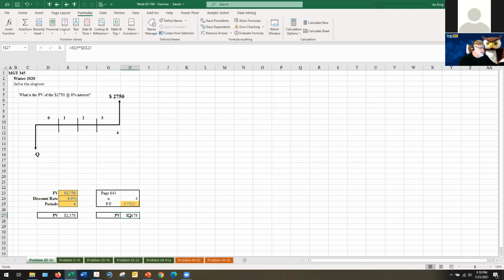On the other hand, you can also get that factor by going to page 641 and looking at 4 periods for the P/F, meaning what's the present value given the future value. And you get that factor and multiply 0.7921 times 2750. And so that's how you get 2178 in that case. I didn't put it into the math, but math will give you the factor. If you use the formula, you can get the same factor. So however you did it, I did it both ways just to say, hey, I did both.